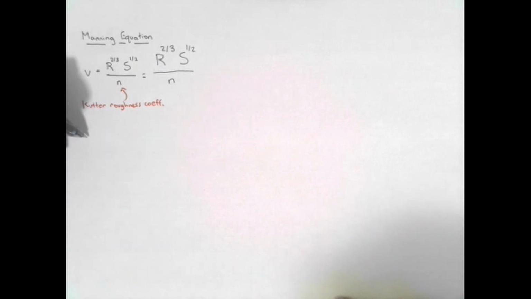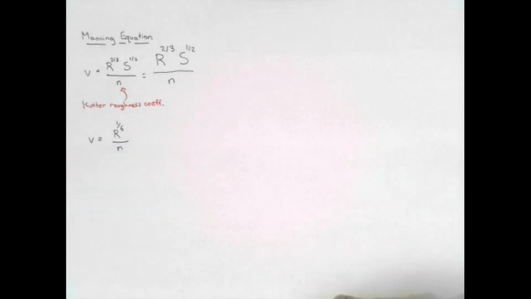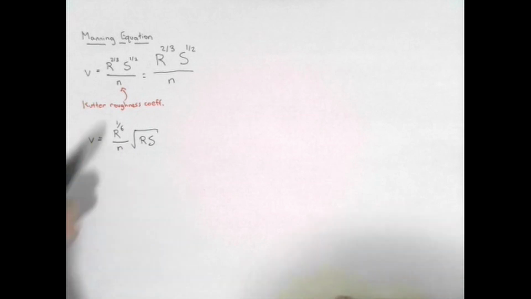So if you want to write Manning's equation to take the form of the Chezy equation, then you would get that the Chezy coefficient would be equal to the hydraulic radius to the power of 1/6 divided by the roughness factor, and all this multiplied by the square root of the hydraulic radius times the longitudinal slope. You multiply these values, you end up at Manning's equation. So this term, hydraulic radius to the 1/6 over n, should be equivalent to the Chezy coefficient.